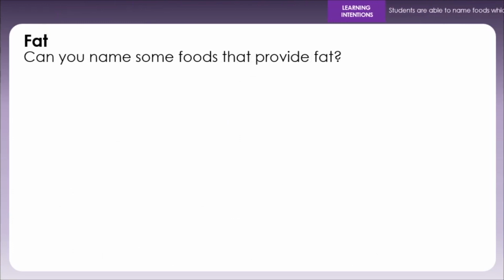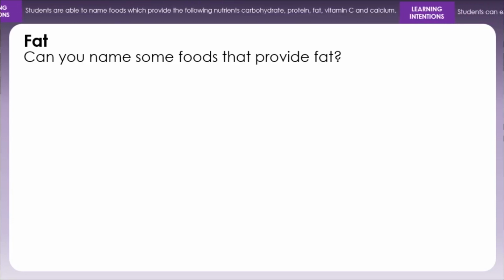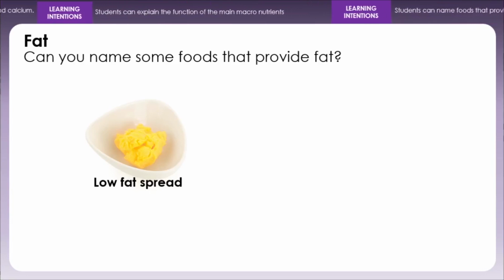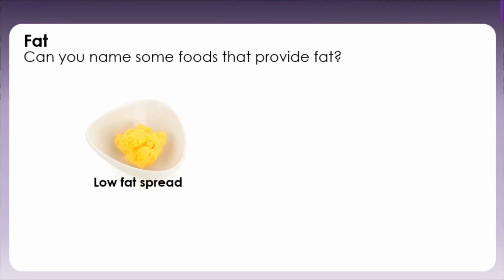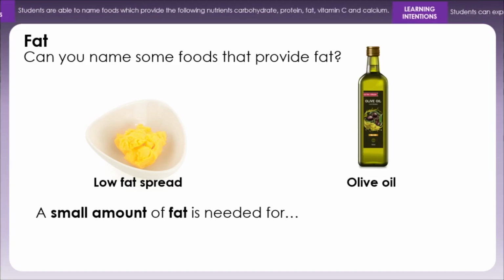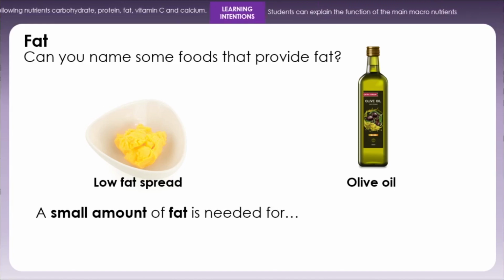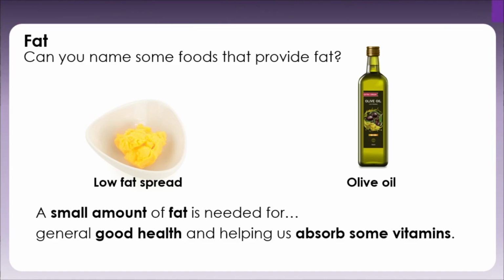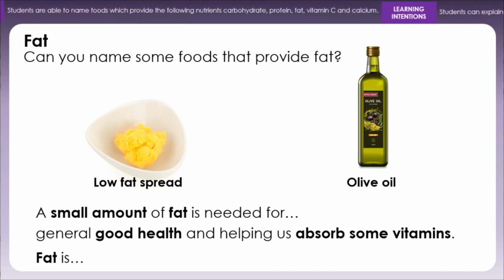Okay, can you name any foods that provide fat? So basically the spreads, low fat spread, remember the message was always go for low fat options or unsaturated options, and then we have olive oil, which is a mono unsaturated fat. So we do need a small amount of fat in our body, and it's needed for good health, keeps us warm as well, and it helps us absorb some of the fat soluble vitamins like vitamin A and E. And fat's a good source of energy for the body and for warmth.